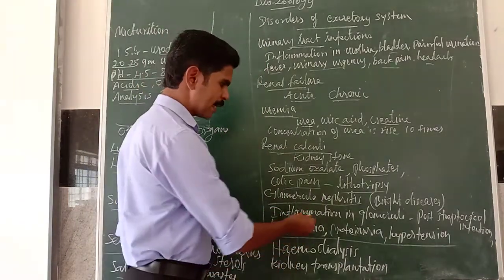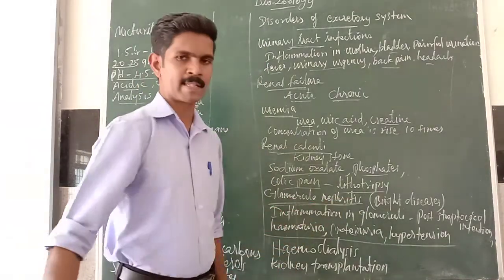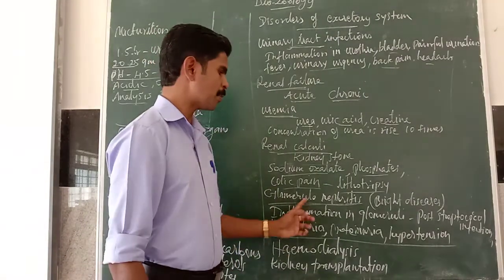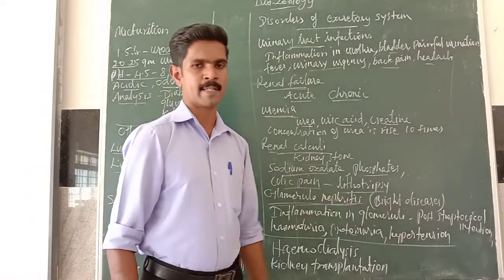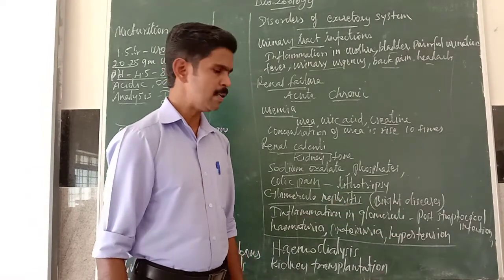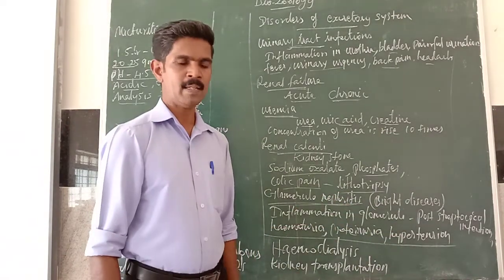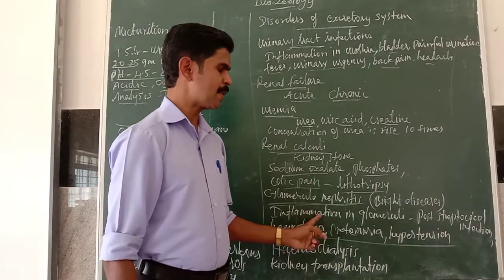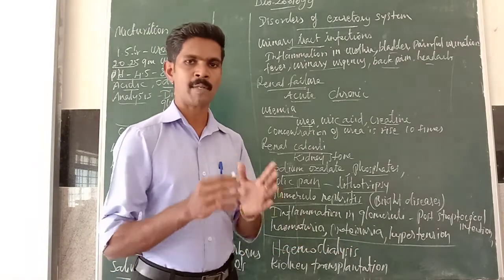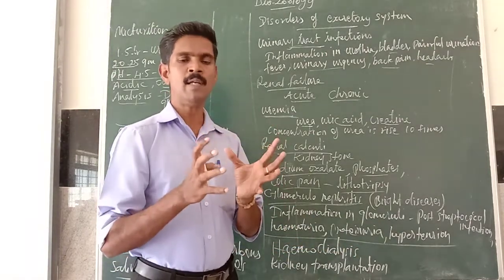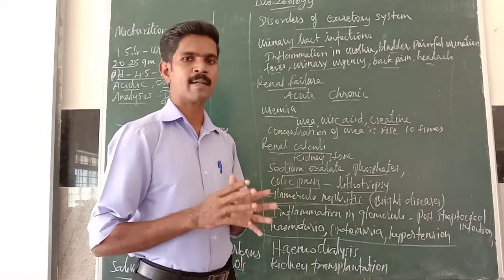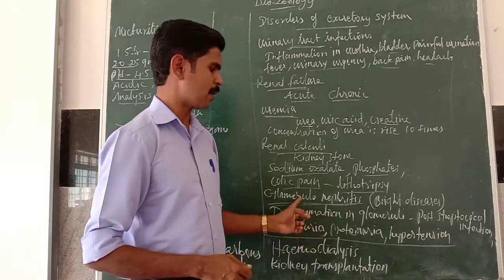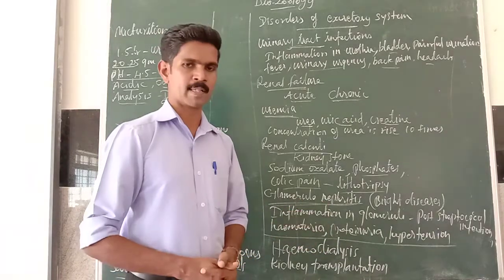Then the next disorder or disease is glomerulonephritis. This disease is otherwise called Bright disease. Understand? Here the main symptom is inflammation in the glomeruli. Glomeruli means inside the Malpighian capsule, many small structures are there, they are called glomeruli. So inflammation occurs in these glomeruli. This condition is called glomerulonephritis.